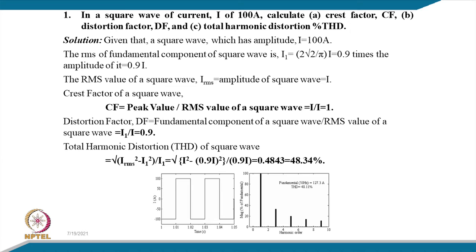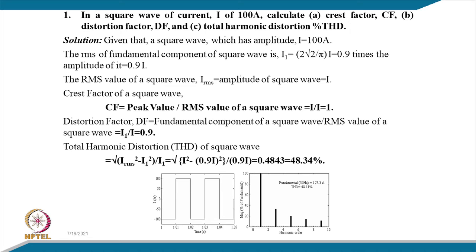or any wave, we define the Crest factor as the peak value divided by the RMS value. For a square wave, in this case, the RMS value as well as the peak value are both equal, that is I. So the Crest factor is equal to 1. Normally, for a sine wave, the Crest value is root 2 times the RMS, so the Crest factor is root 2, meaning 1.41. So here it is even less than the sine wave.